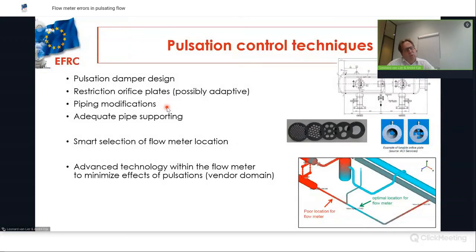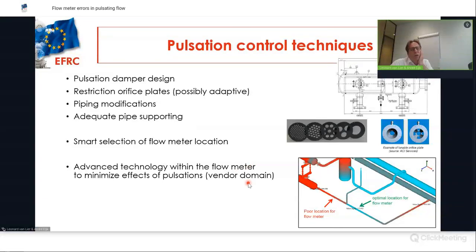Modifications to the piping is something you try to avoid as much as possible, but sometimes it's really needed. And of course, adequate pipe supporting helps to reduce the risk of high vibrations. It will never be a solution for flow pulsations, because a pipe support will not mitigate the flow and the pulsating flow itself. What you can do for flow pulsations is optimization of the flow meter location.